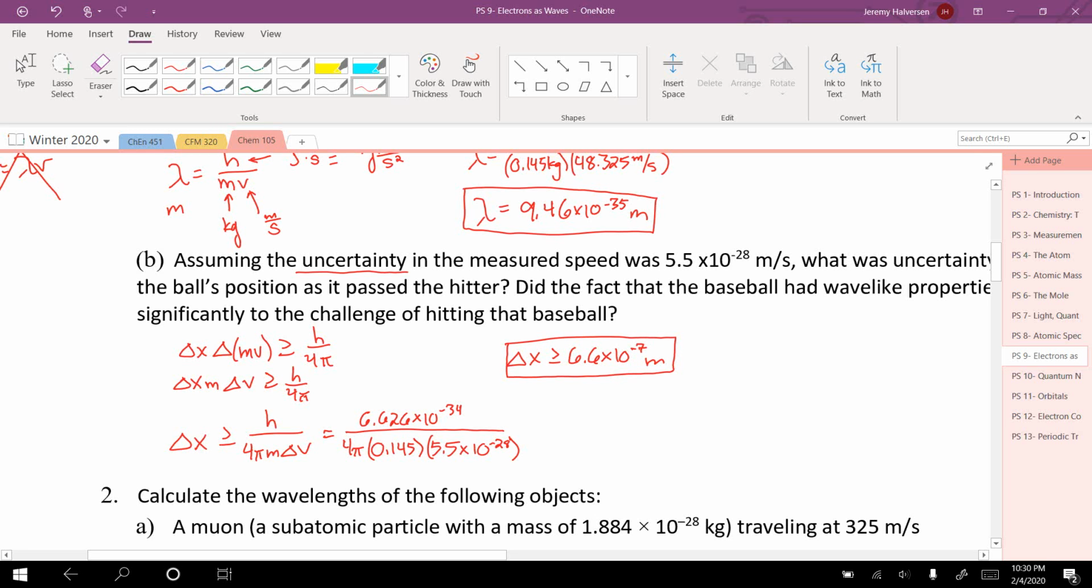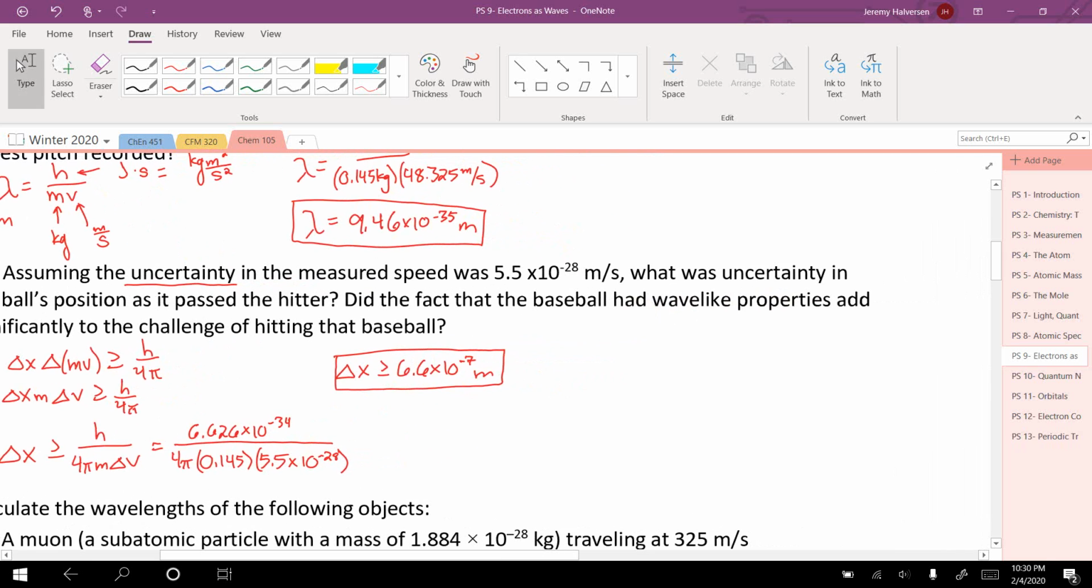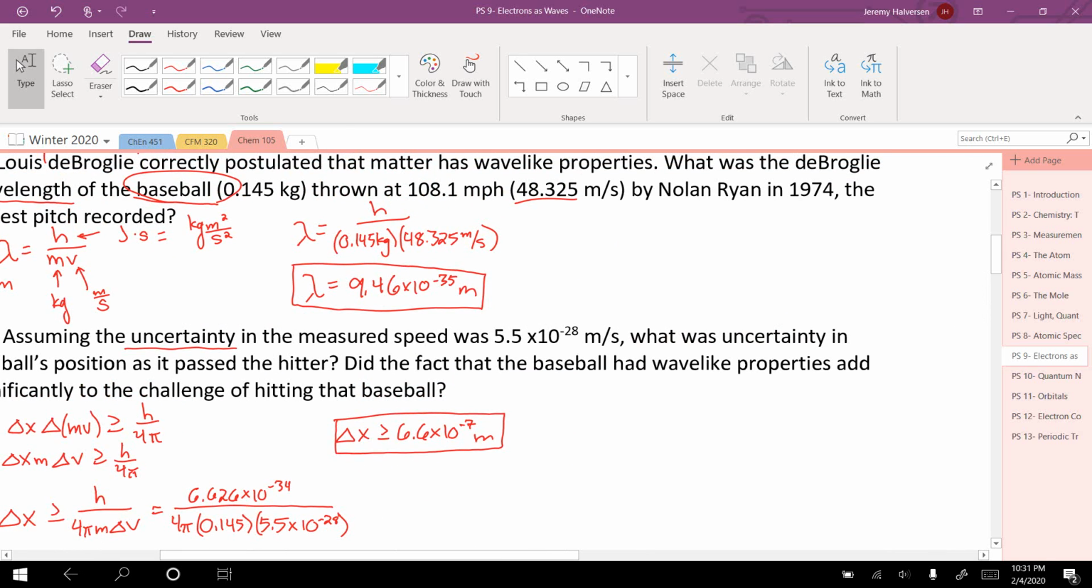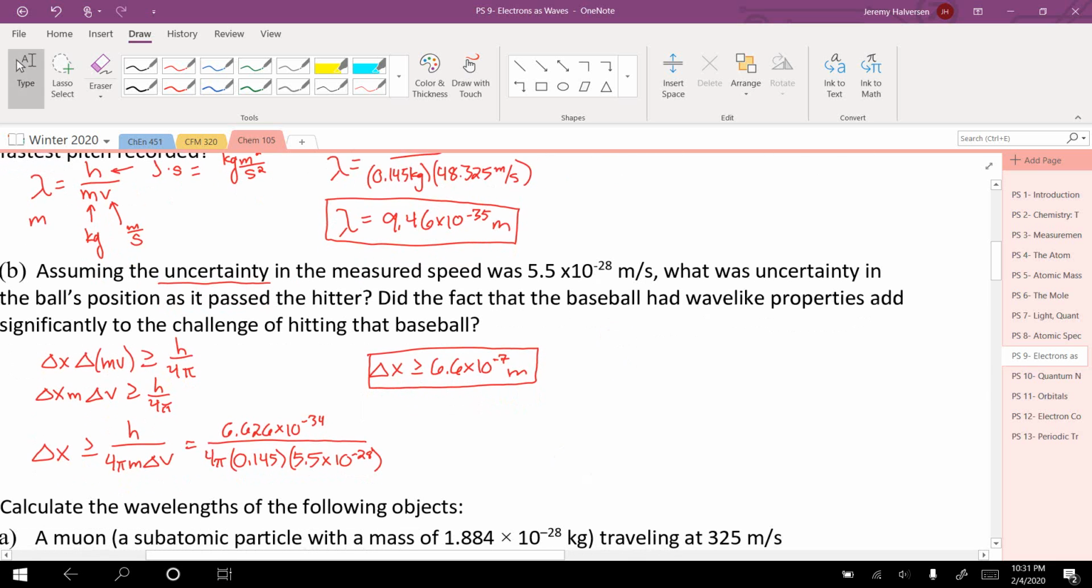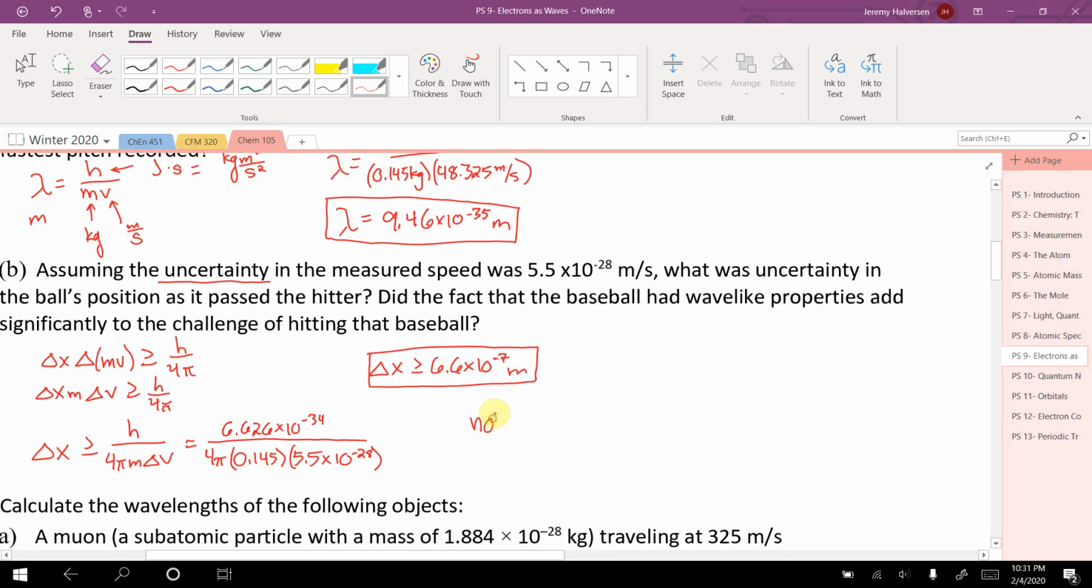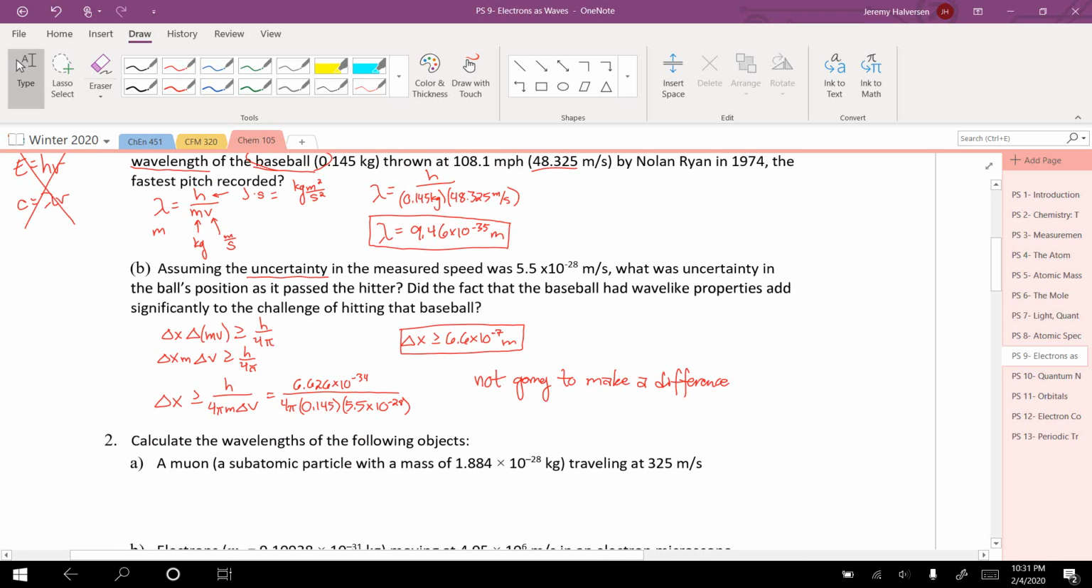So did the wavelength properties make it more difficult to hit the ball? Well, first off, the wavelength is on the order of 10 to the negative 35. That's not very significant. And the uncertainty is on the order of 10 to the negative 7. So that is very likely not going to make a difference in your ability to hit the baseball, because your eye probably can't even see that degree of uncertainty. All right, so now we're going to move on.